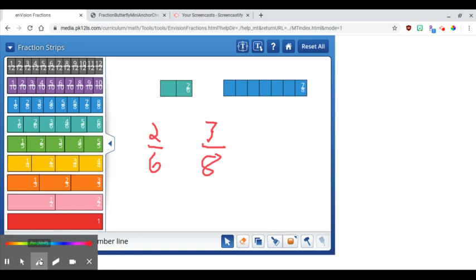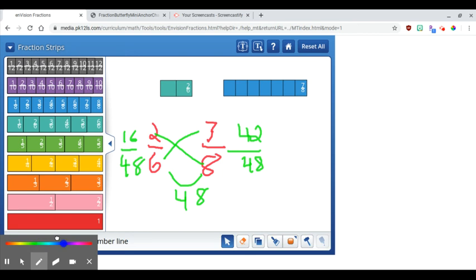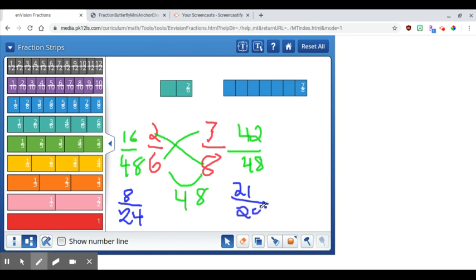I could find that the common denominator is allowed to be 48. And then I would have, multiplying this way, 16/48. Multiplying this way, I would have 42/48. But if you notice, both of those fractions can be simplified. They can both be divided by 2. I would get 8/24. I would get 21/24. So how can I skip that, getting really big numbers and then dividing to minimize it?